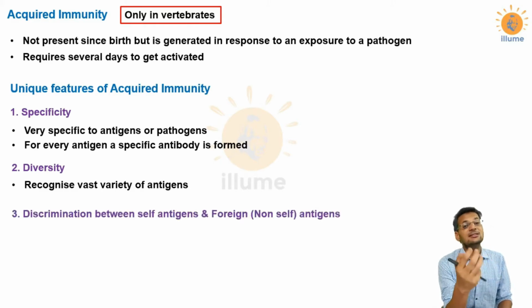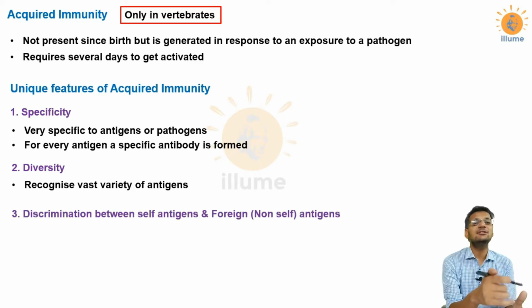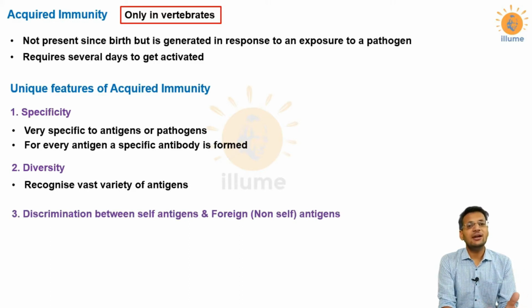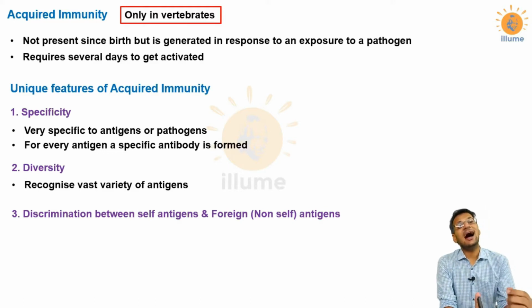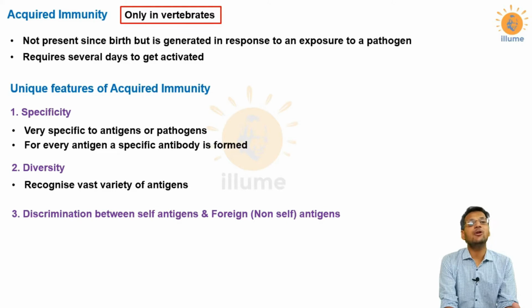The third one is discrimination. It is differentiation between self antigens and non-self antigens. Now listen to me carefully. Even our body has some antigens which are self antigens. I mean, those antigens which belong to your body. I'll take some examples like the Rh antigen which is present on the membrane of RBCs, which is responsible for Rh positive and Rh negative blood groups. That is an antigen which is a self antigen.